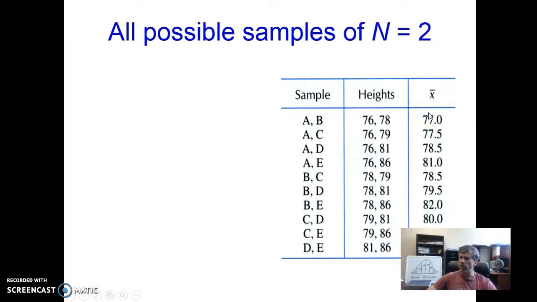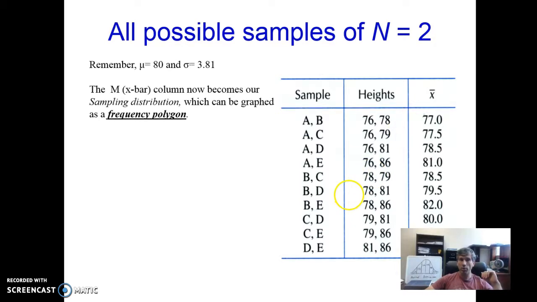Notice again the range. The range for the raw scores was 10 inches. But then we look here and we see, okay, the biggest score is 83.5. The smallest is 77. We now have a 6.5 inch range. See how it's compressed a little bit? It's gotten a little bit narrower. They aren't as far apart now that we're looking at sample means of just 2 people instead of individual scores. The distribution's already got a little narrower.